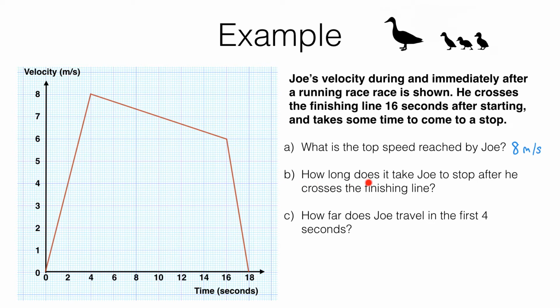Next, how long does it take Joe to stop after he crosses the finishing line? Well, we know he crosses the finishing line 16 seconds after starting, so at this moment in time. However, he doesn't come to a stop until he reaches a speed of 0 meters per second. Notice he gets back down to a speed of 0 by 18 seconds after starting. So this is when he crosses the finishing line. This is when he comes to a stop.